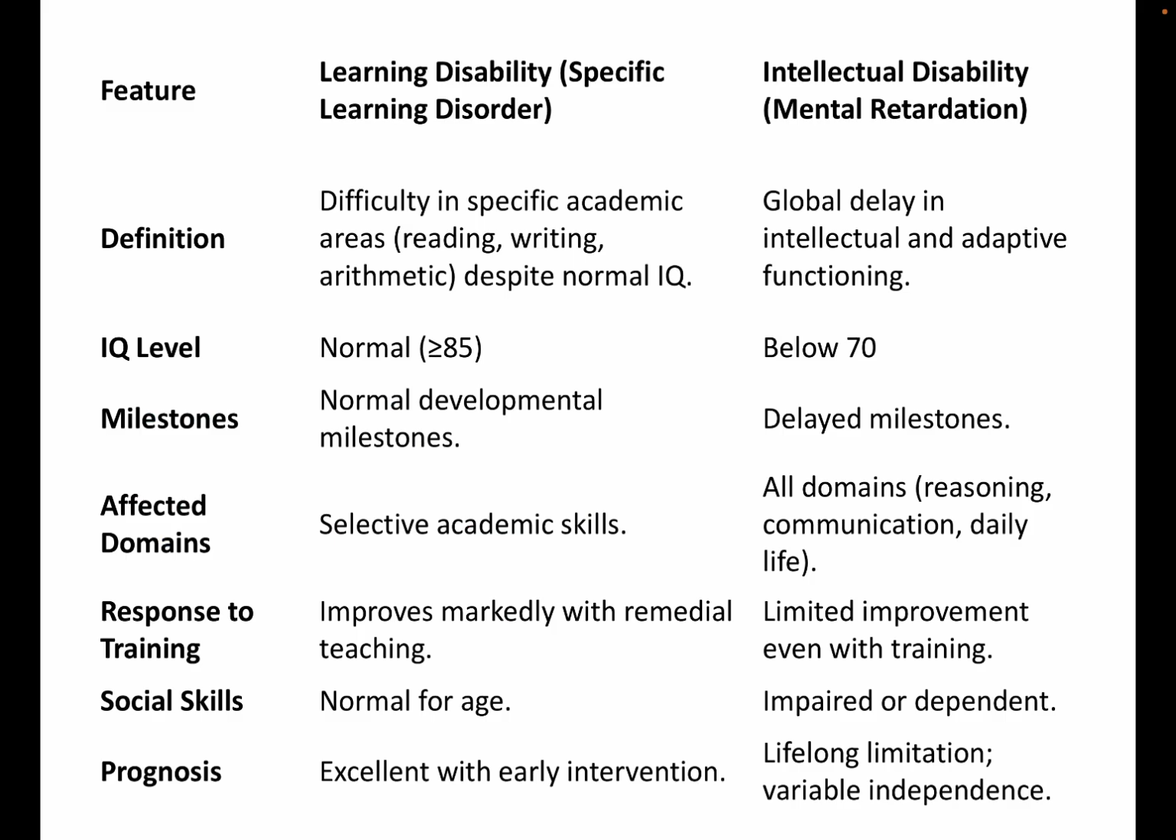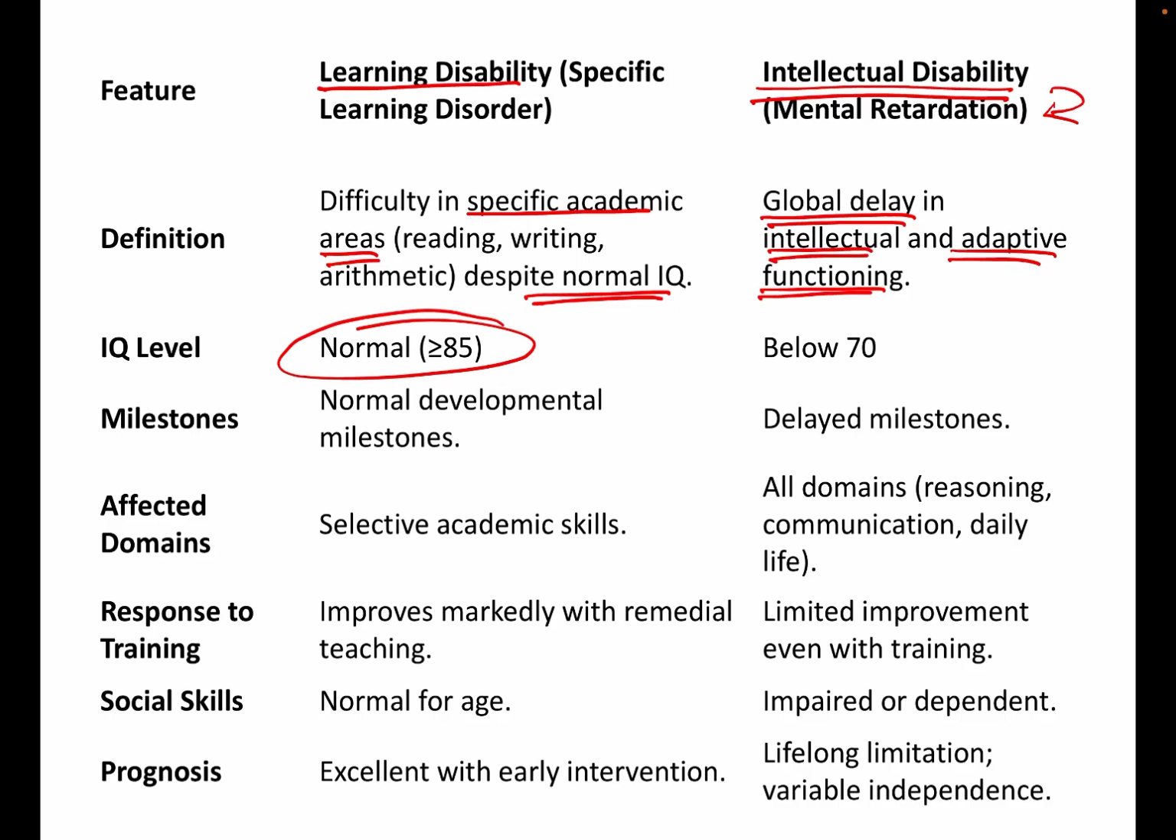So what is the difference between learning disability and intellectual disability, which was previously called mental retardation? In learning disability, there will be difficulty in academic areas despite normal IQ, whereas in intellectual disability, there will be global delay in intellectual and adaptive functioning with low IQ. So the IQ level will be greater than or equal to 85, but it will be less than 70. There will be normal developmental milestones, but delayed milestones here. Only academic skills are compromised in learning disability, whereas here all the domains are compromised.